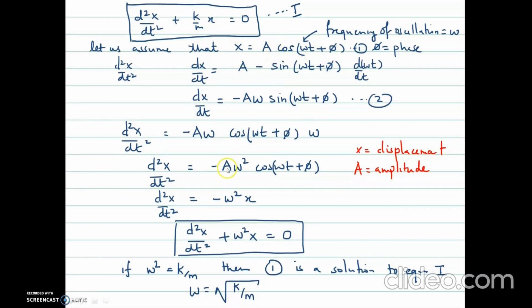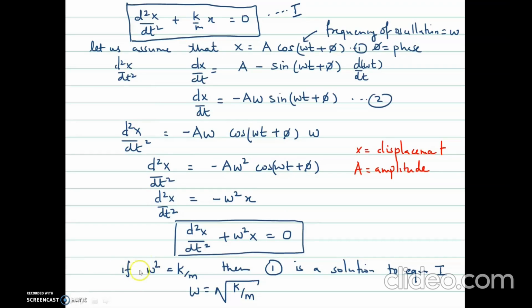So what you can do is replace the a and cosine terms with just x, and what you are left with is d square x by dt square equals minus omega square x. You can take this term to the left hand side and you get an equation of this form. Now you can relate this to equation I here. As you can see, d square x by dt square is the same, and whatever term is in front of x, k by m, is actually omega square, and that is our condition.